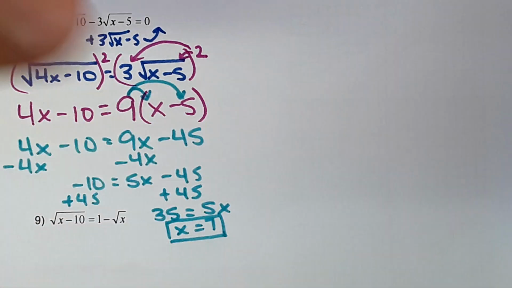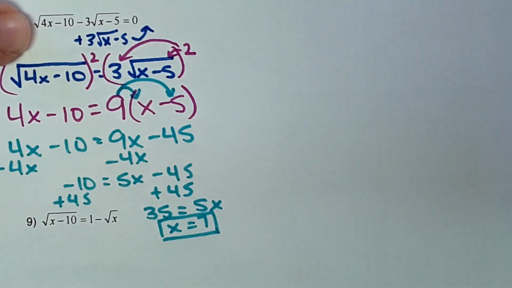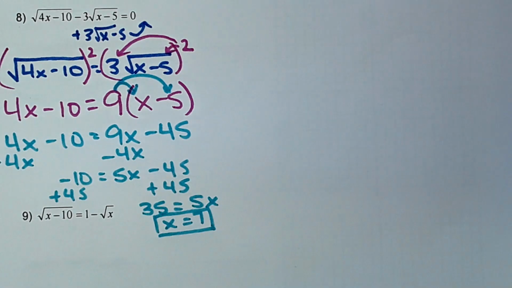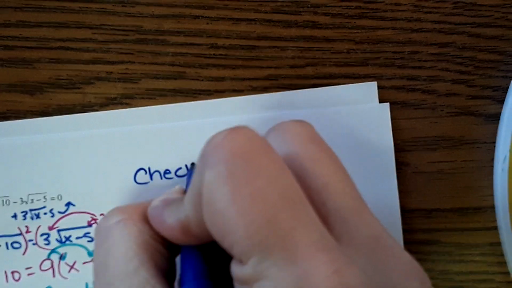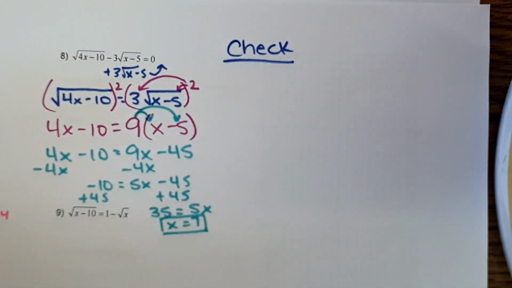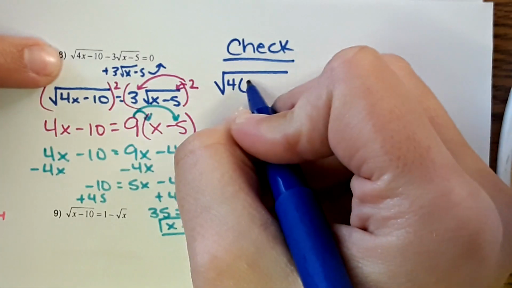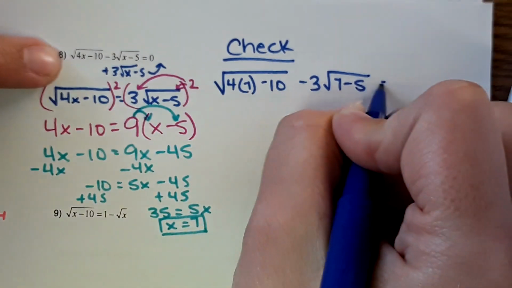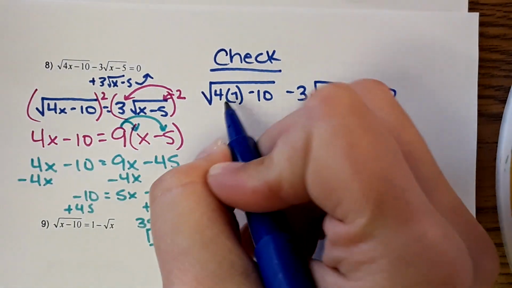Now that we have x, we have to go back and check it and make sure it works in the original equation. Because it has 2 radicals, we have to do this check process. So we're going to take 7, plug it back in, solve it, see if all this equals 0, and if it does, then that is our solution. So over here, we'll just write check. And then I'm just plugging 7 into the original. Then I solve.